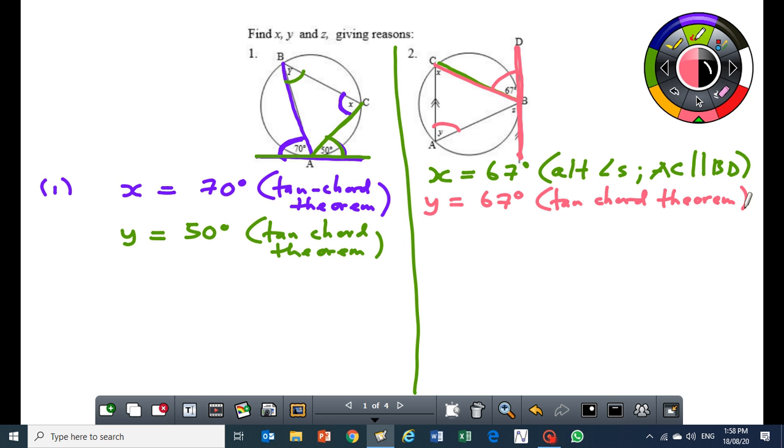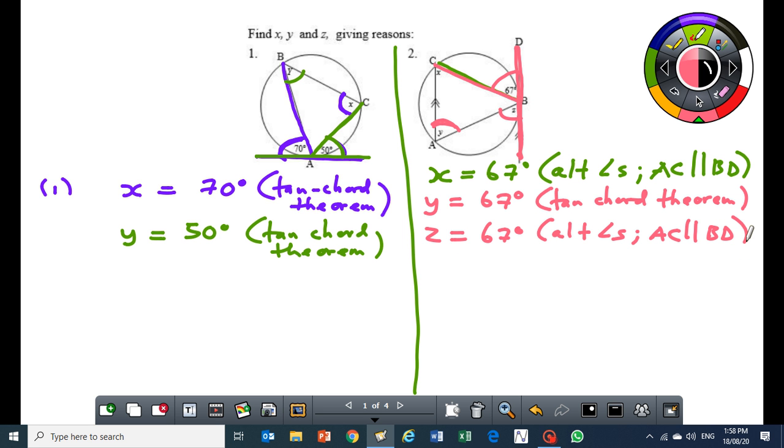So we now know what x is and what y is. It is easy to find what z is. Okay? I'm not going to complicate how to find z. I'll use my knowledge of grade 8 and 9, geometry of straight lines. This angle and that angle, they are alternate. Since they are alternate, it means y is equal to z. So z will be equal to 67 degrees. And my reason, alternate angles. AC is parallel to BD.